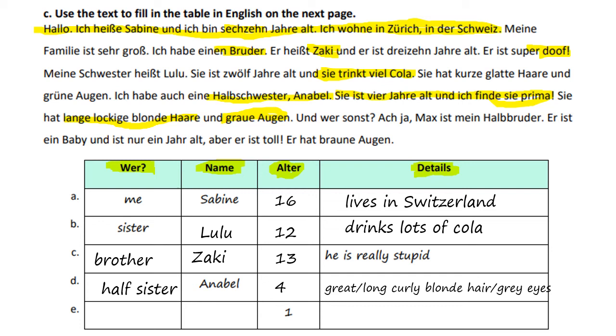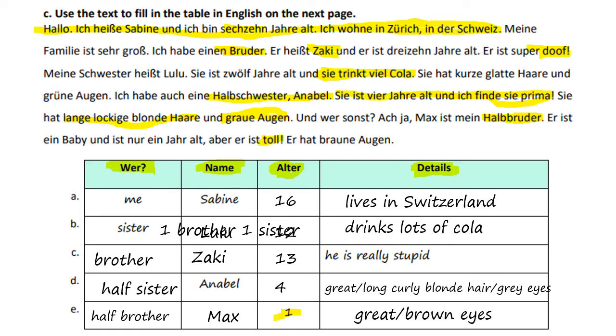And then the last person we know is only 1 year old, okay, and it's the last person to be mentioned as well. So that there is Sabina's half brother, and he is called Max. And what does it say about him? It says ist toll. Toll is another word for like prima, which is great. So you could have had he's great, but we haven't covered that word, so I'm not really expecting you to have that one. The other option is braune Augen, so he's got brown eyes. So any of those, either of those would be fine.